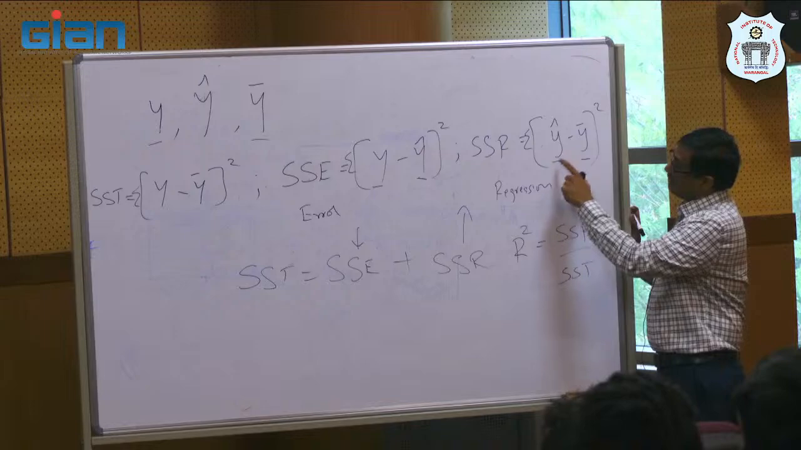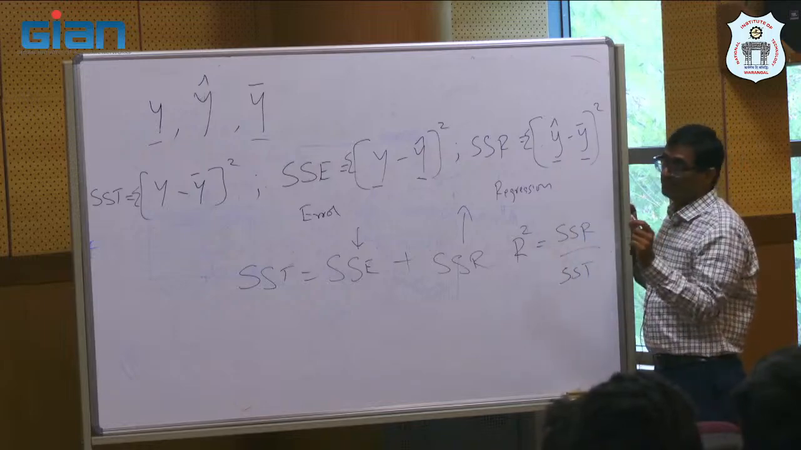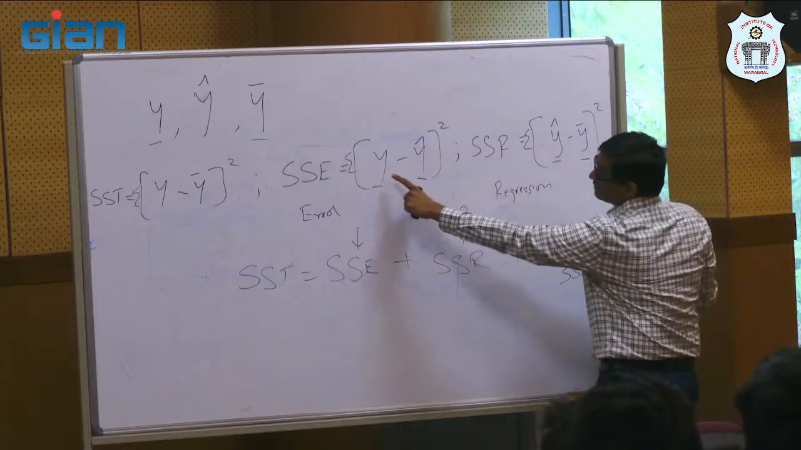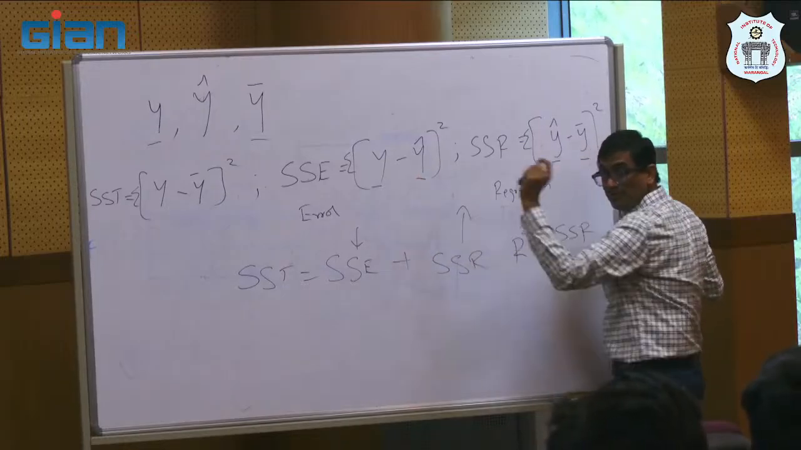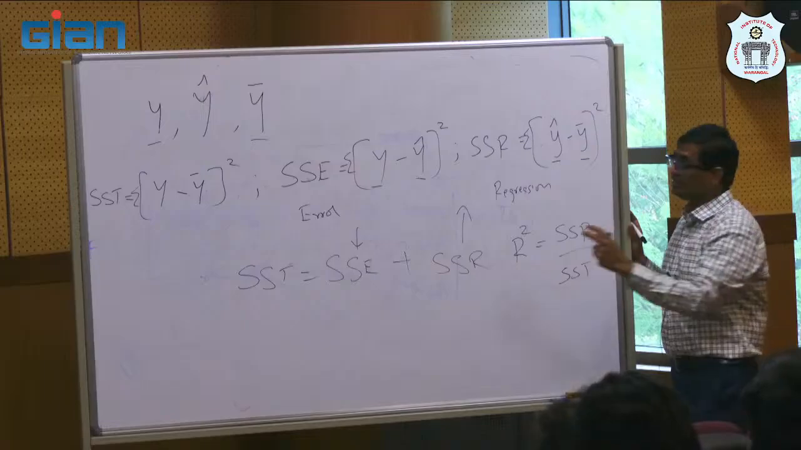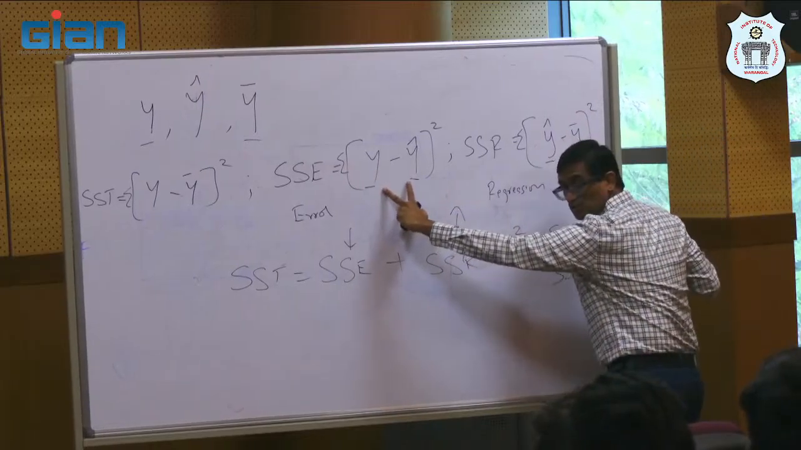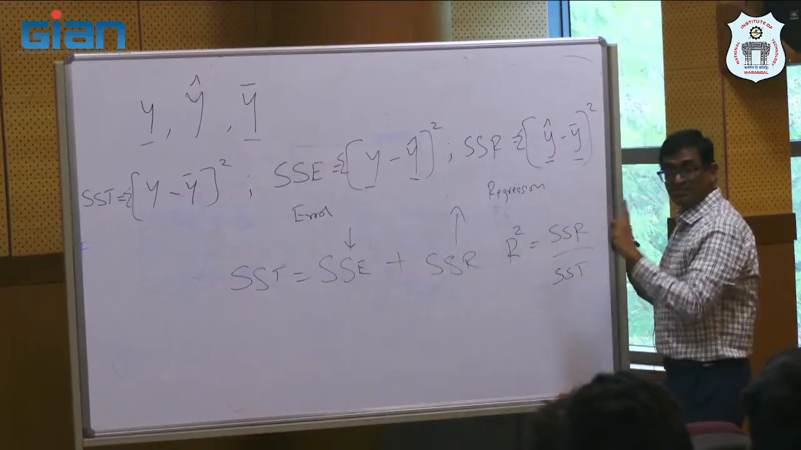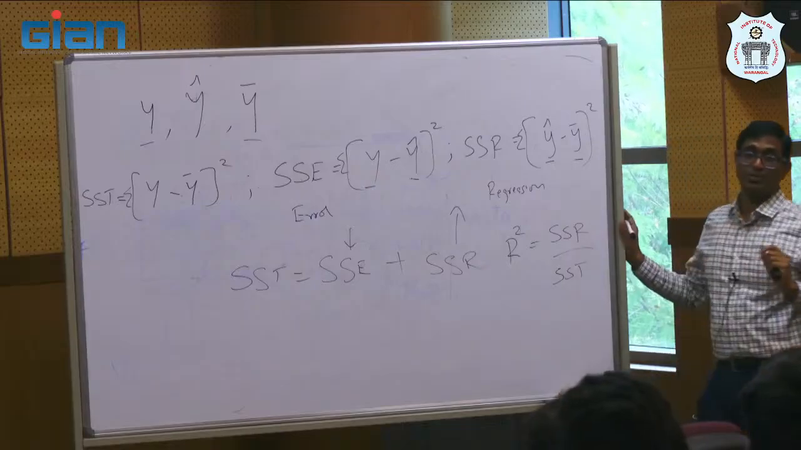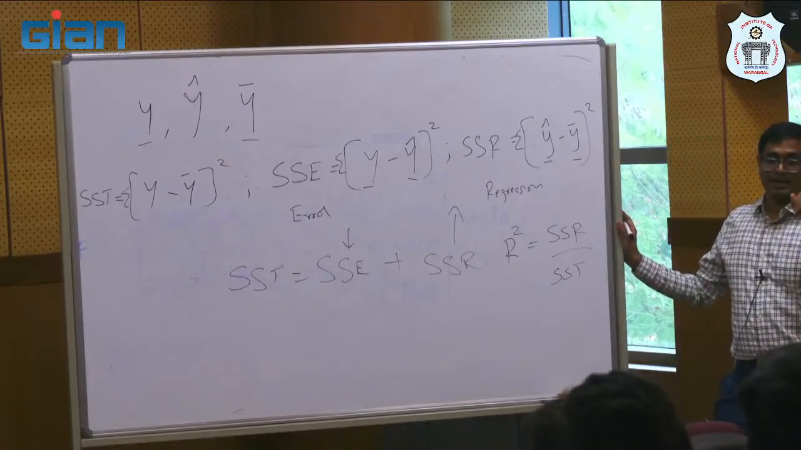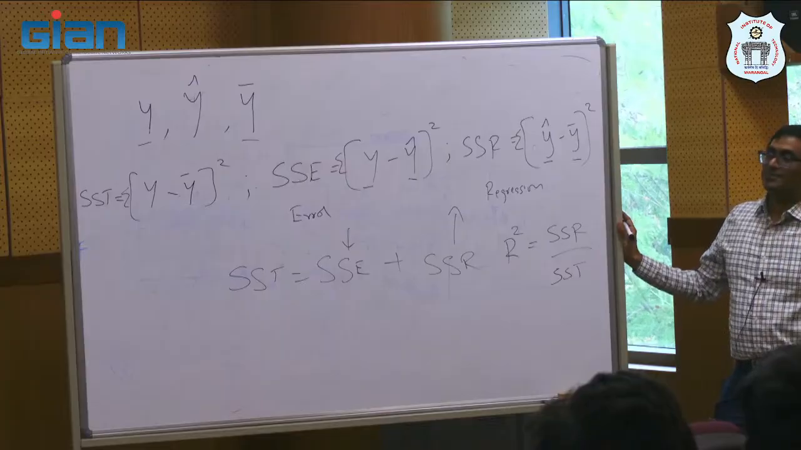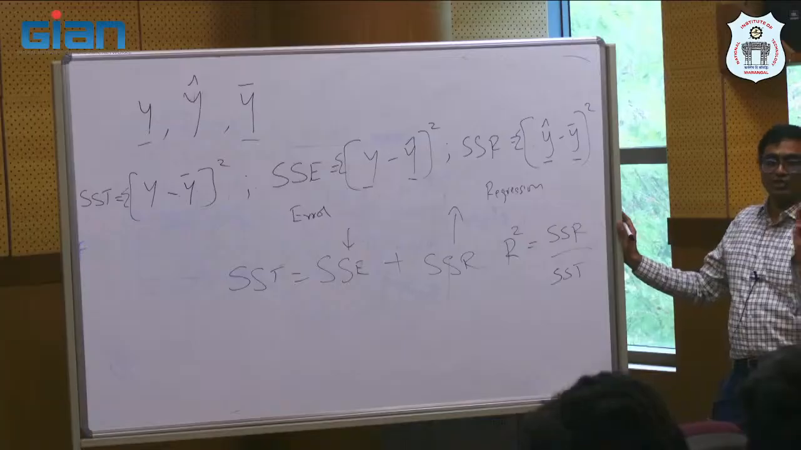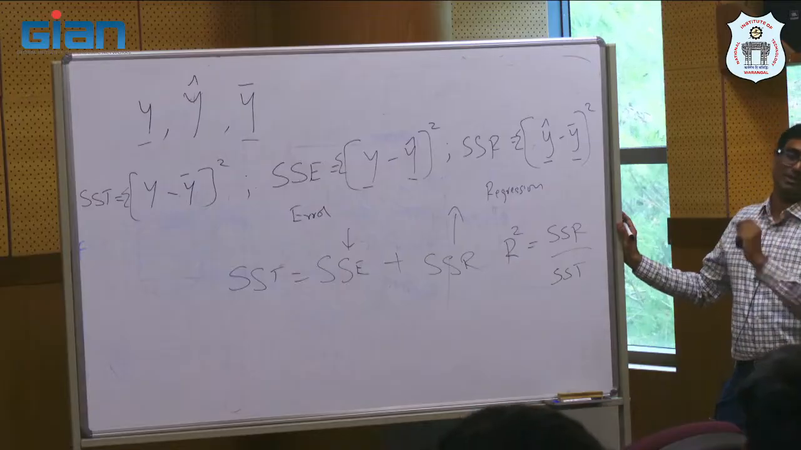And if your y hat is a perfect model, y minus y hat will be 0. If I am able to perfectly predict everything, SSE will go to 0. So SSR and SST will be equal. So if you have a perfect model, R square will be 1. If you have the dumbest model, which is just the average model, that will be 0. So your R square will go from 0 to 1.